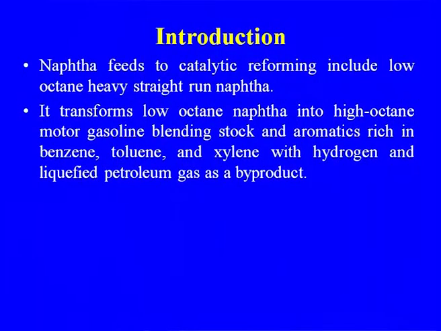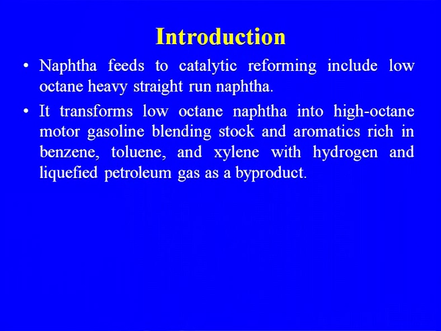Naphtha feed to catalytic reforming includes low octane heavy straight run naphtha, because the light naphtha, which has a higher octane number, sometimes we call it gasoline also, goes to the gasoline pool; that is what we call straight run gasoline. But the medium and heavy naphtha go to the catalytic reforming process, or now we are going for isomerization of the naphtha also. So low octane heavy straight run naphtha is the feed for the catalytic reforming process. It transforms low octane number material into high octane motor gasoline blending stock and aromatics rich in benzene, toluene and xylene, with hydrogen and liquefied petroleum gas as byproducts.